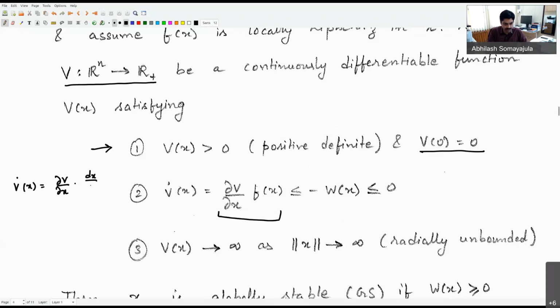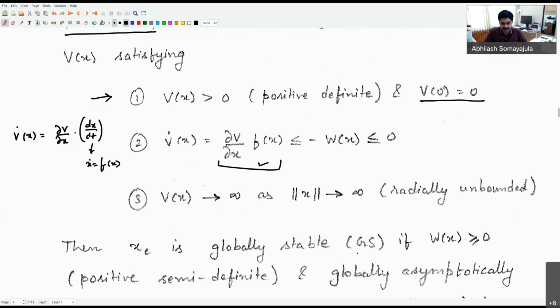Okay, and dx by dt is nothing but x dot, that is equal to f of x. So therefore I can replace this with f of x. Then you get this expression. Okay. So I want the time derivative of V, V dot, to be less than or equal to 0.